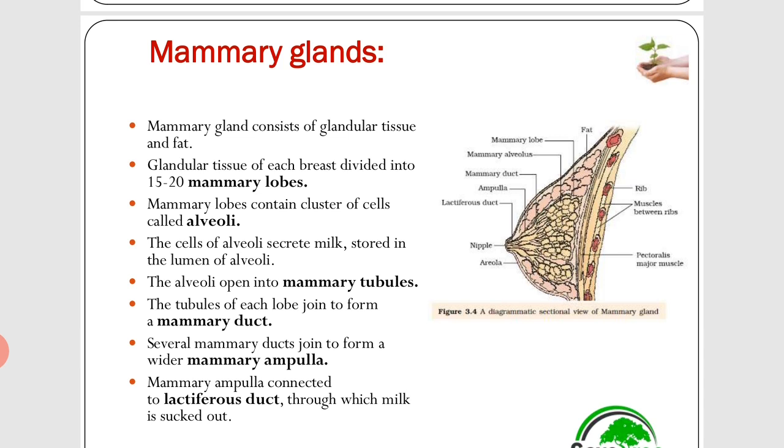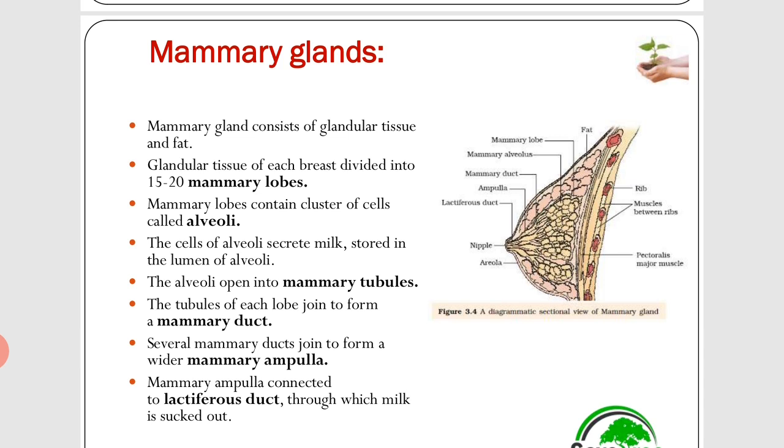Then the alveoli open into mammary tubules. The mammary tubules of each lobe join together to form a mammary duct. Several mammary ducts join together to form the wider mammary ampulla. The mammary ampulla is connected to lactiferous ducts through which the milk is sucked out.